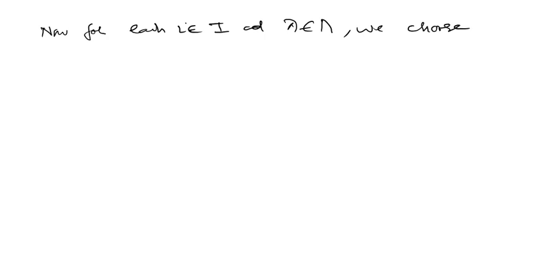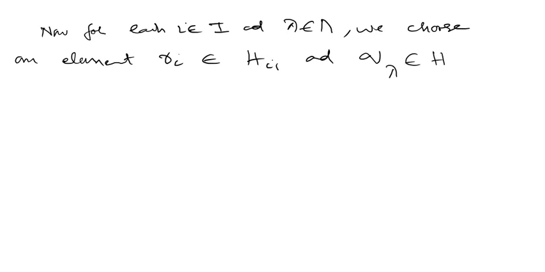So now for each i and lambda in capital Lambda, we choose an element Ri which is in Hi1, and we choose an element Q lambda which is in H1 lambda.